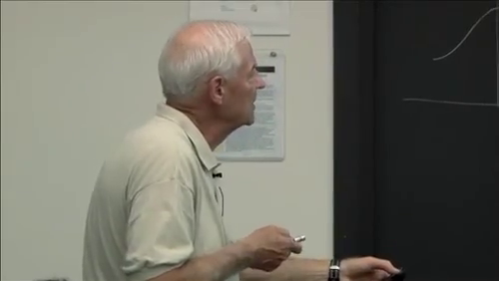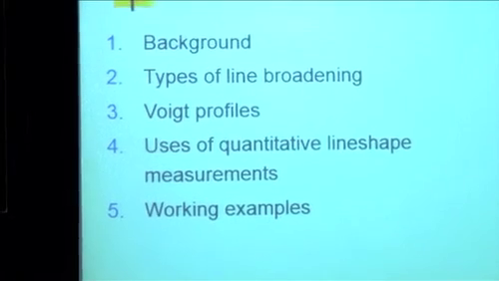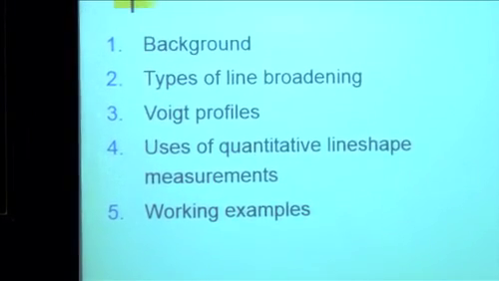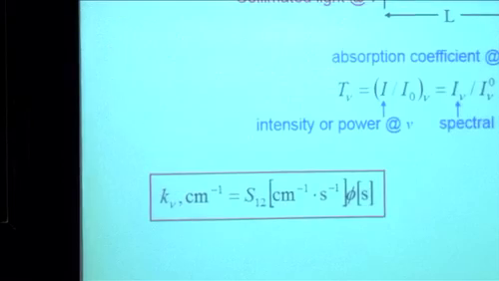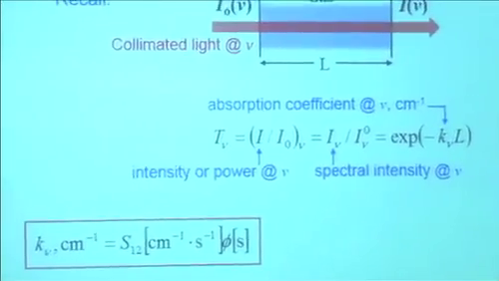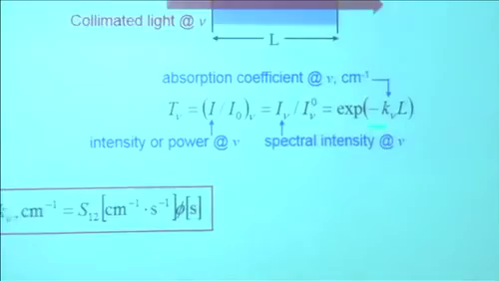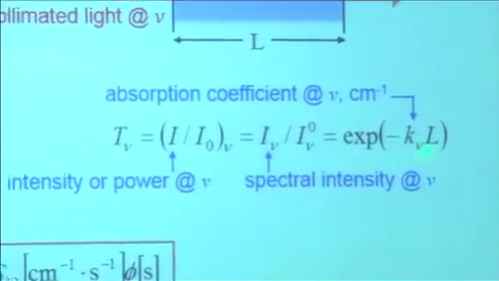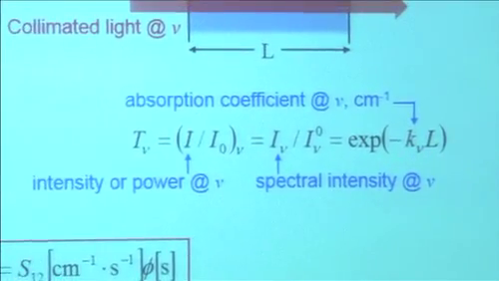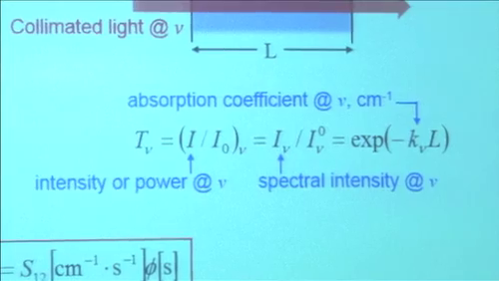And I'm going to end up with some examples of why I care, maybe you should care, about the power of line shapes to get as a diagnostic tool. So we had Beer's law, and remember the key thing is that the optical depth here, the spectral absorption coefficient, when I say K nu is the spectral absorption coefficient. It's at nu.